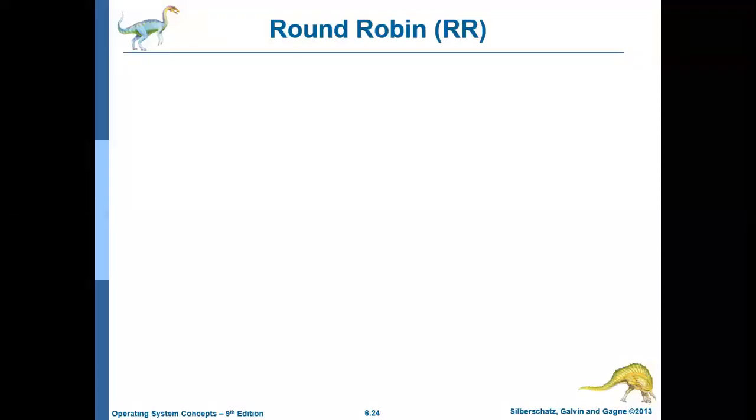Yeah, welcome. So we are discussing the various CPU scheduling algorithms. In the last class, we discussed the priority scheduling algorithm. Today we'll be moving on to the next CPU scheduling algorithm, which is called the round robin scheduling algorithm.